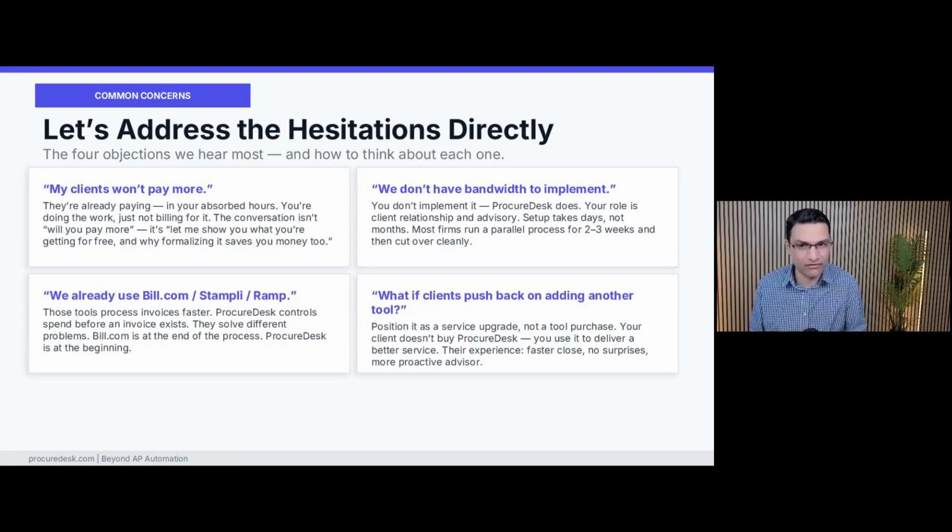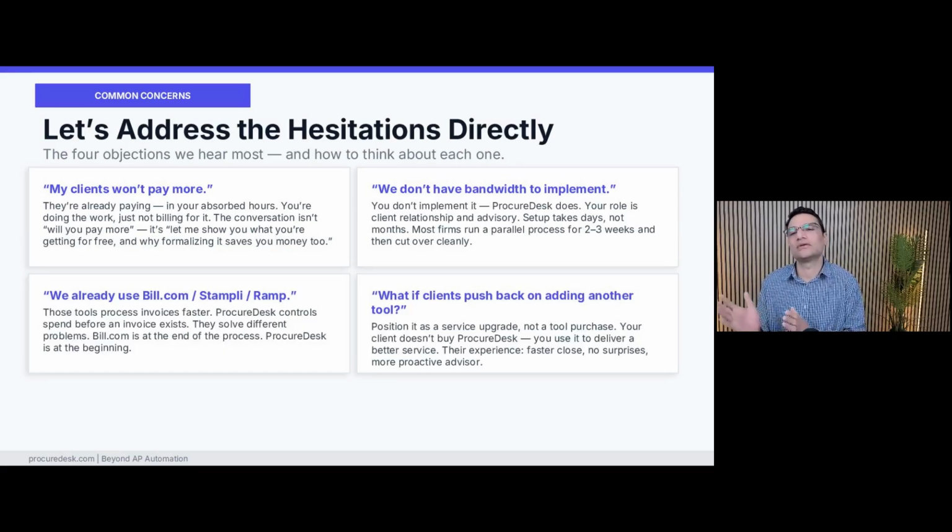They're paying it somewhere, whether it is delayed payments to vendors and they're paying interest on late payment charges, or they're not getting the product on time because a vendor was not paid, and then you get blamed because you're managing the books. Or, we don't have bandwidth to implement. We hear this all the time, but we will take care of all the implementation for your clients.